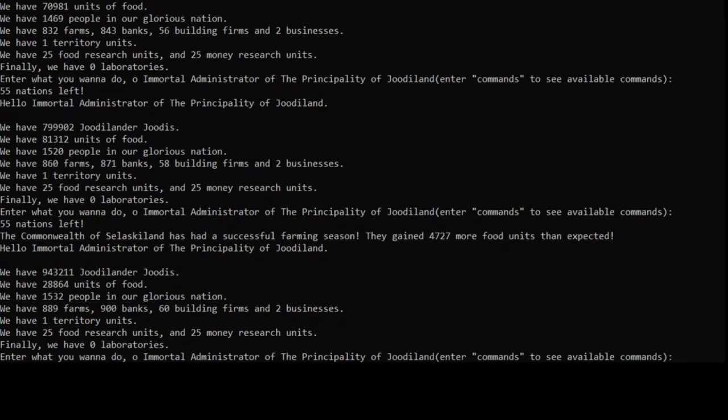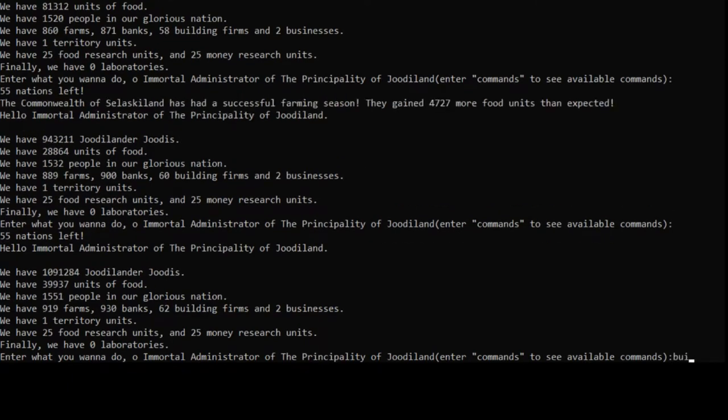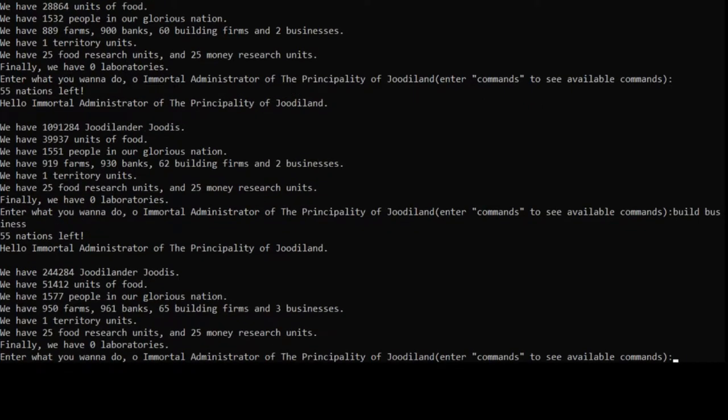Alright, the Covenant of Selaskilan is in our farming season. Alright, good for them. Oh wow, we have 1,577 people now. That was quite quick. Alright, so, research. I talked about research, I talked about culture. Also, each culture aspect actually gives you a bonus, so it's not just a useless cosmetic thing.